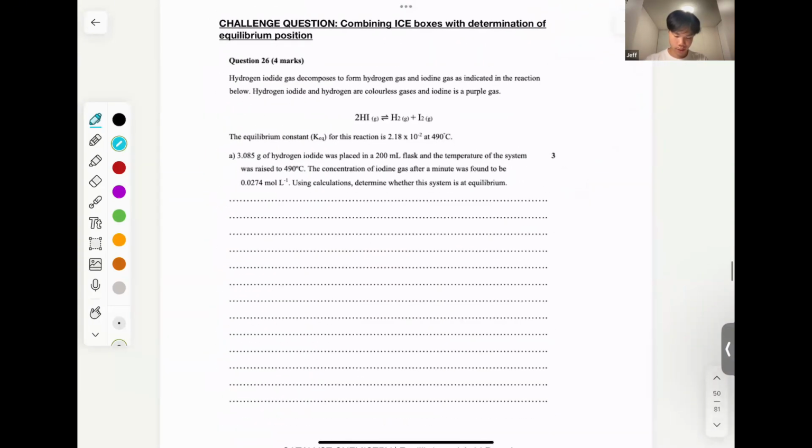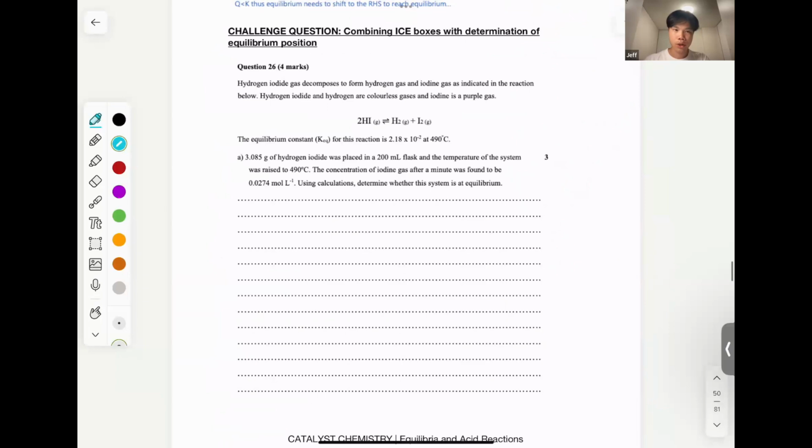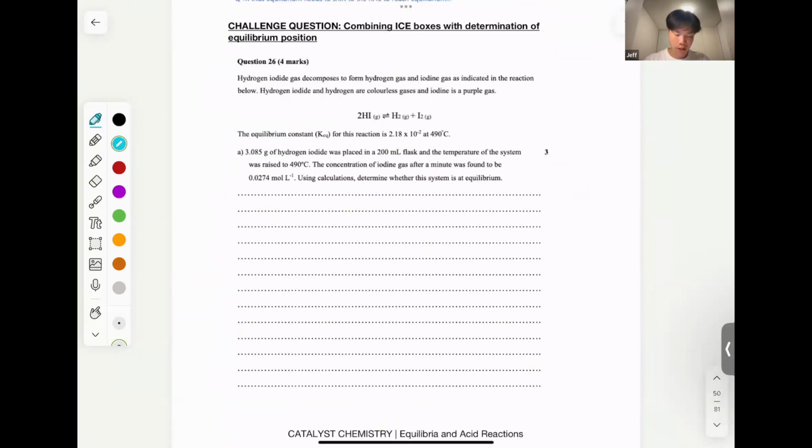This question here is a good question to try. We didn't go through it in class when we went through this, but this question combines all of the, I guess, ice boxes with determination of equilibrium position. Just, I guess, bookmark this. There's an answer just below if you want to have a go at it. I'd recommend having a go.